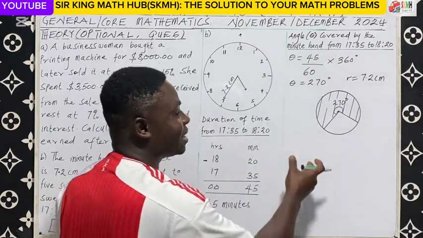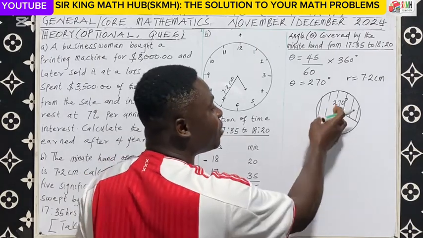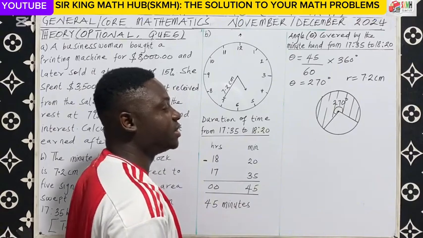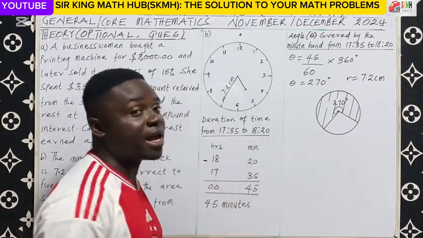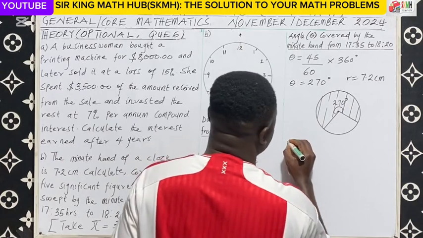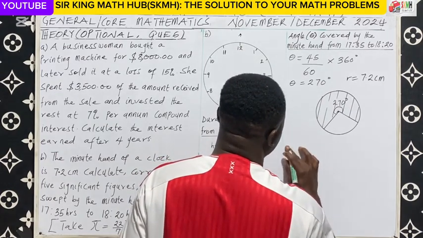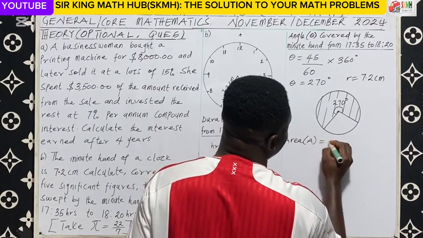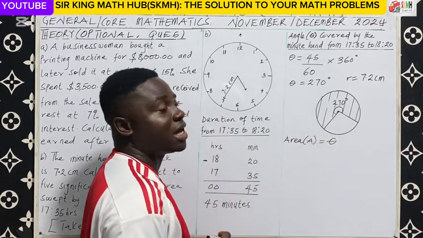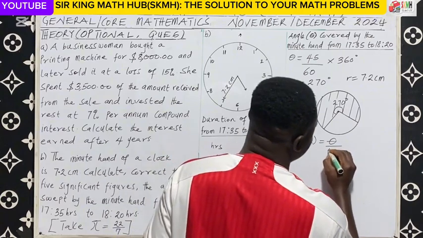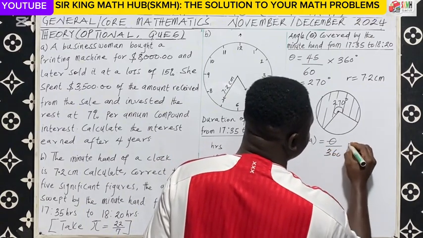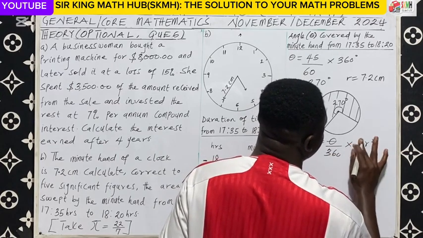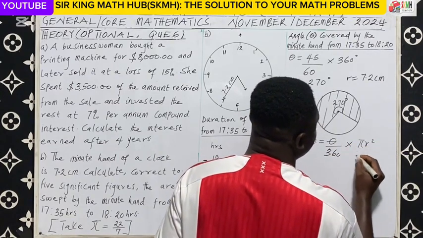As you can see, there is a sector of a circle. We are looking for the area of a sector with an angle of 270 degrees. So what is the formula for calculating the area of a sector? We know that the area of a sector is equal to the angle of the sector divided by 360 times pi r squared.